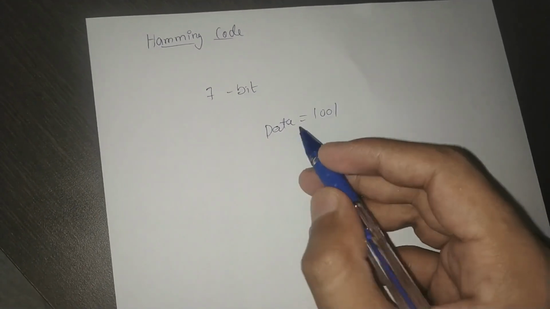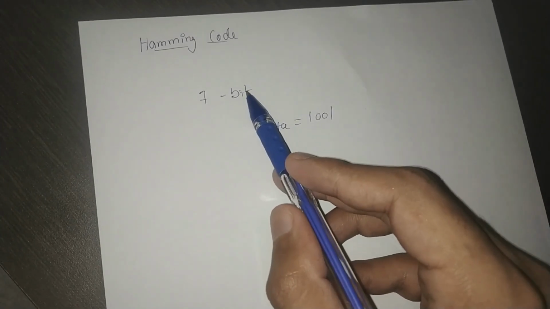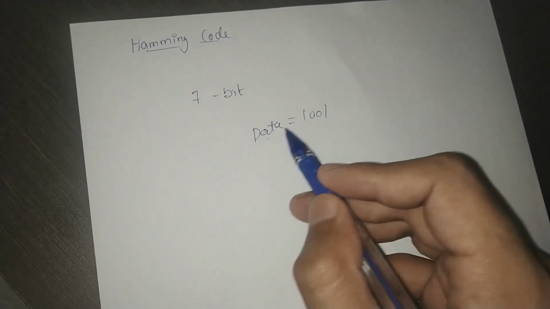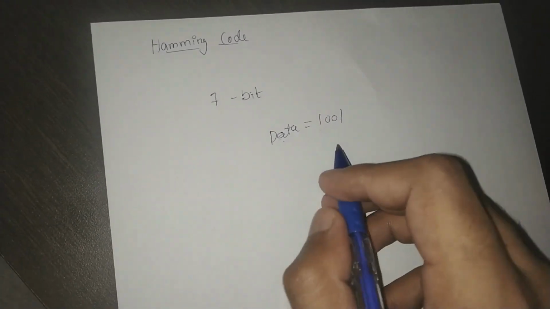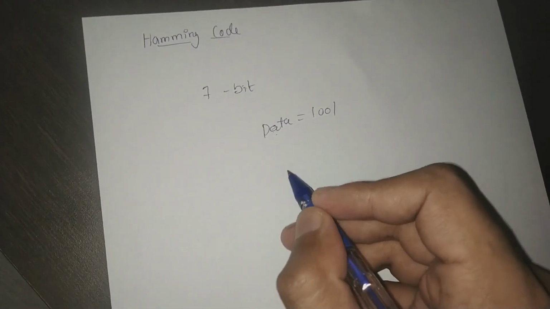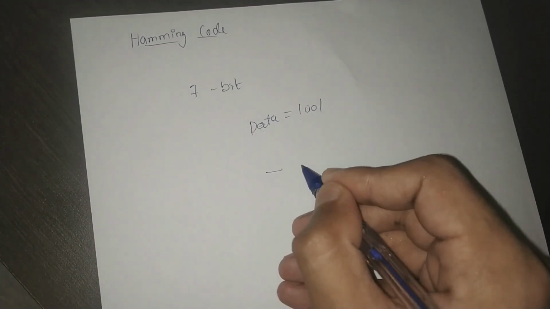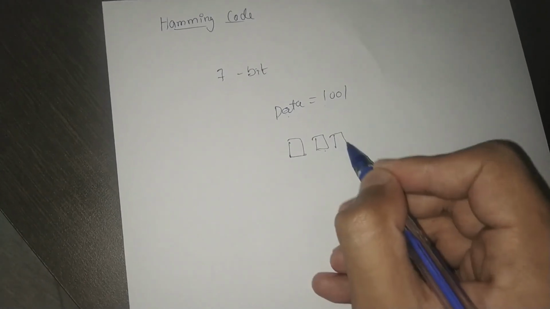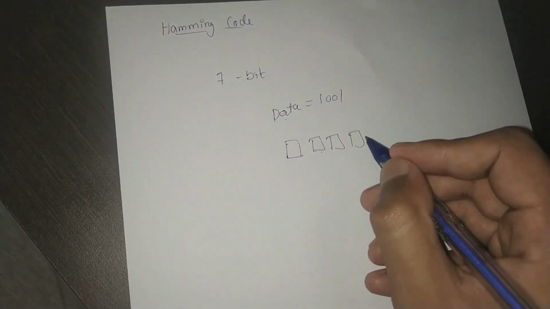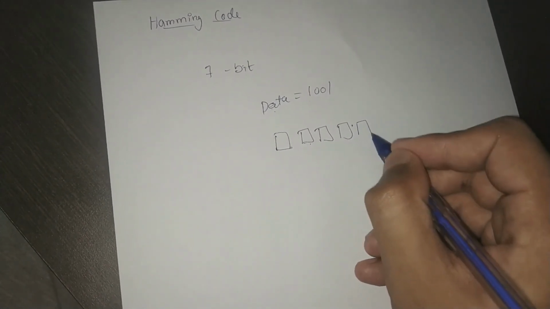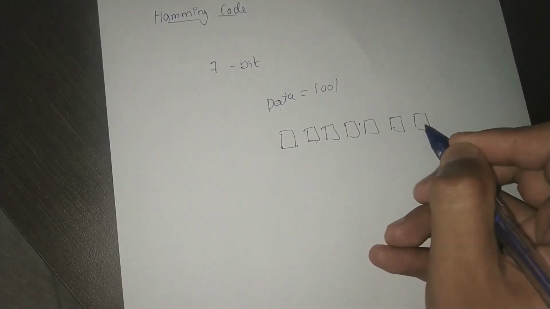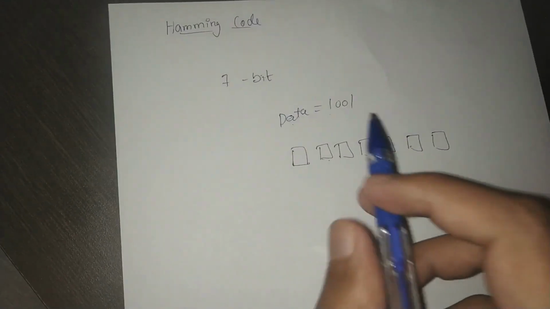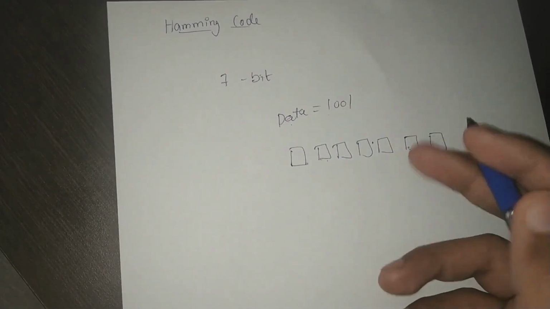So generally we use a 7-bit Hamming code. Now our data is 4 bits, so the remaining are 3 bits, right? 4 plus 3 is 7 bits. So let me make proper boxes for it: 1, 2, 3, 4, 5, 6 and 7. Here are my 7 bits which I am going to transfer. In this, 4 bits should be my data, others are parity bits.